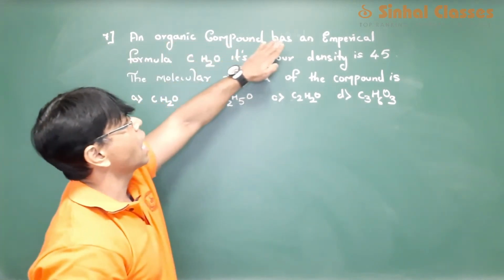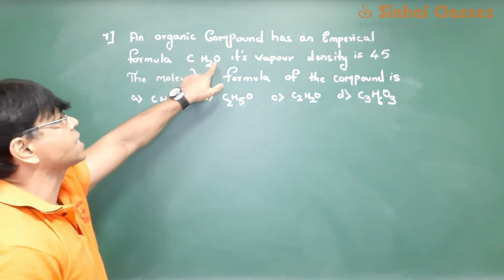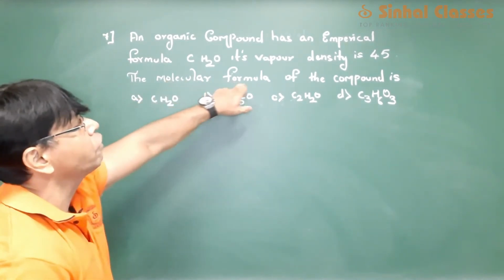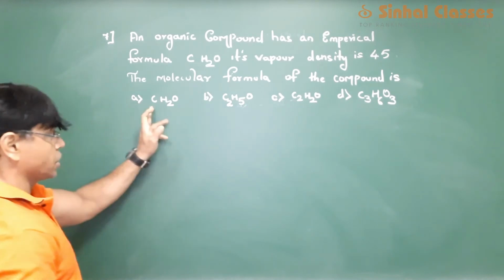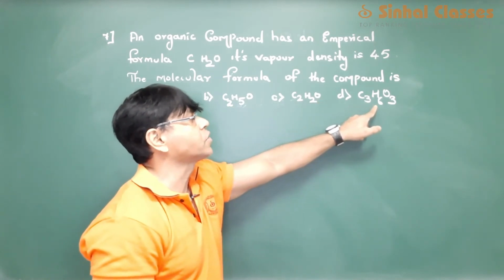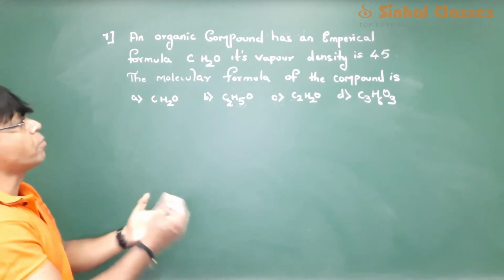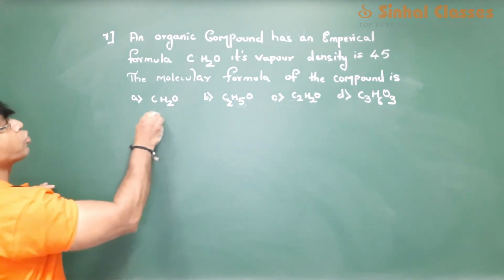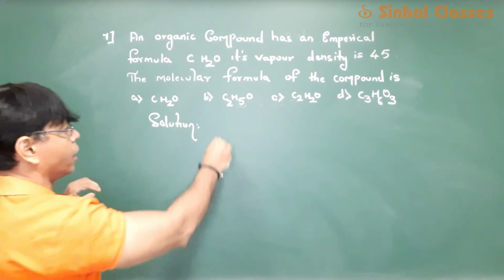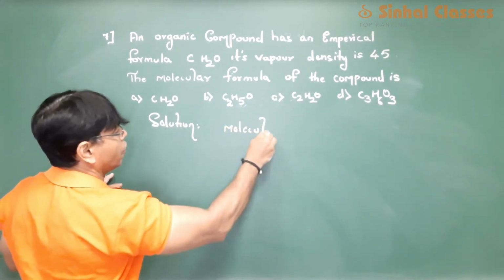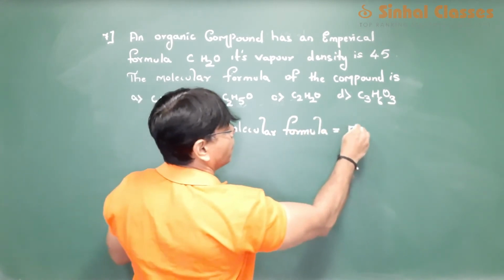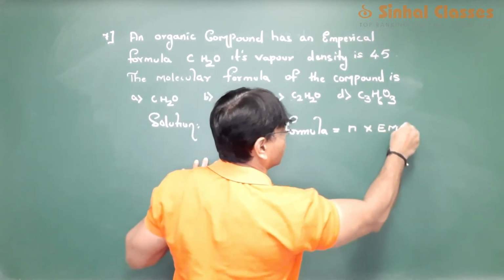An organic compound has an empirical formula CH2O. Its vapor density is 45. The molecular formula of the compound is CH2O, C2H5O, C2H2O, or C3H6O3. So what is the molecular formula for it? Let us see how to solve this question. First thing, how to take out the molecular formula. Say, molecular formula is N multiplied by empirical formula.